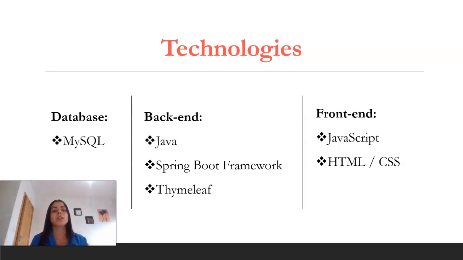About technologies, the project has three main parts: the database, the backend, and the front end. For the database, I use a relational database, that's MySQL. For the backend, the programming language used was Java, and I use Spring Boot as a framework. I also use Thymeleaf. It's a template engine that creates HTML pages from the backend. And the front end was built with HTML and CSS and JavaScript, and the help of Thymeleaf, as I mentioned before.